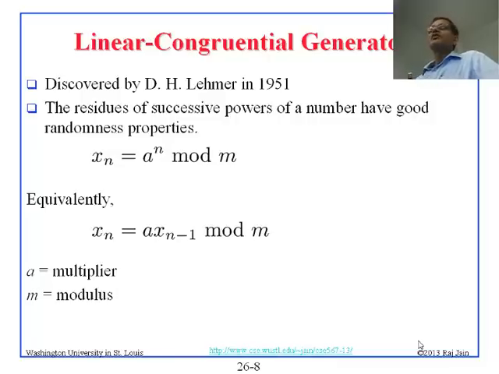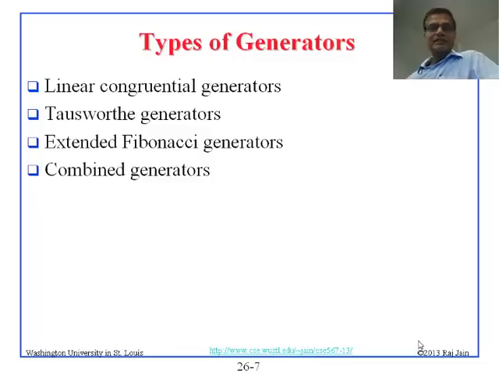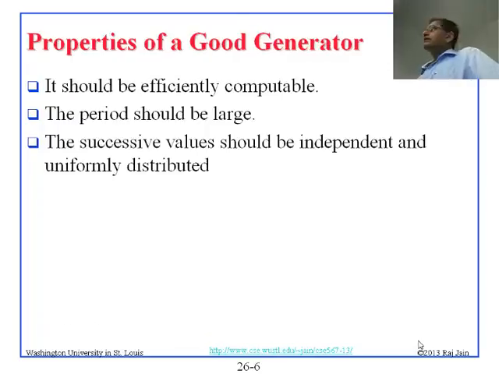So three we already showed you, right? And then we'll tell you more. But the three are, just remember these three: efficient, large period, and uniformly distributed. And independent, right? So these are two different things you can test. You can test how much is the correlation.